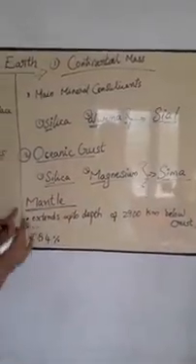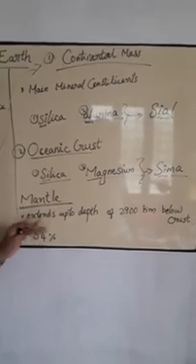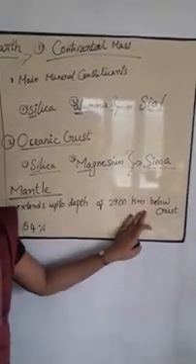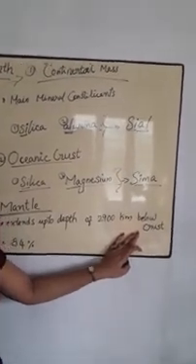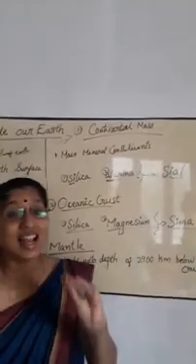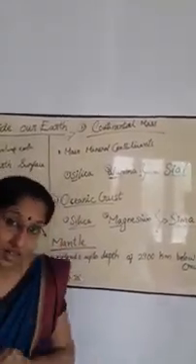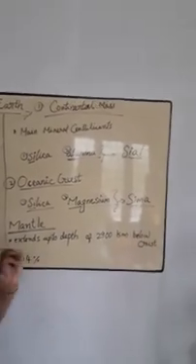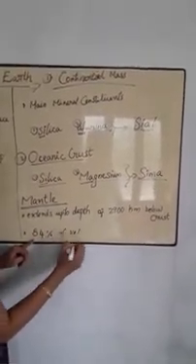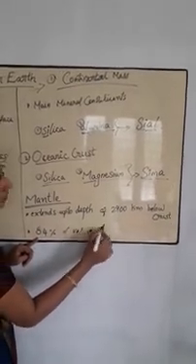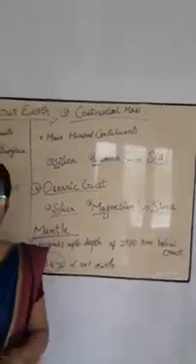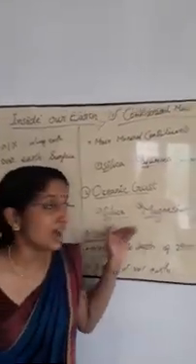Next we discuss the mantle. Mantle extends up to a depth of 2900 km below the crust. And 84% of the volume of our earth is mantle. Mantle is the biggest layer that we have.